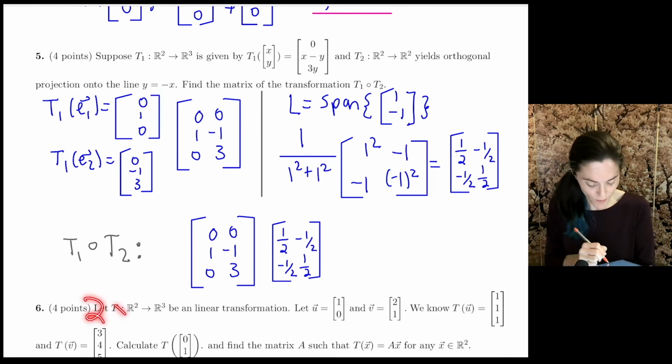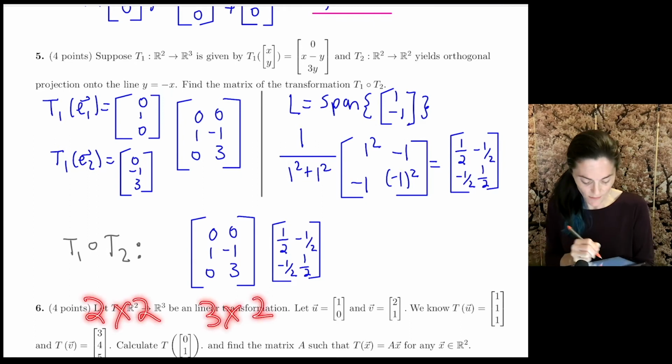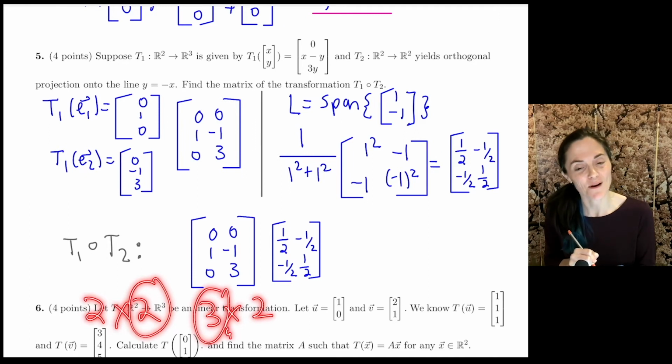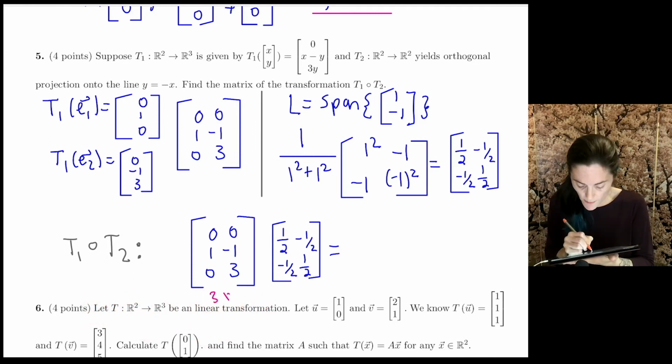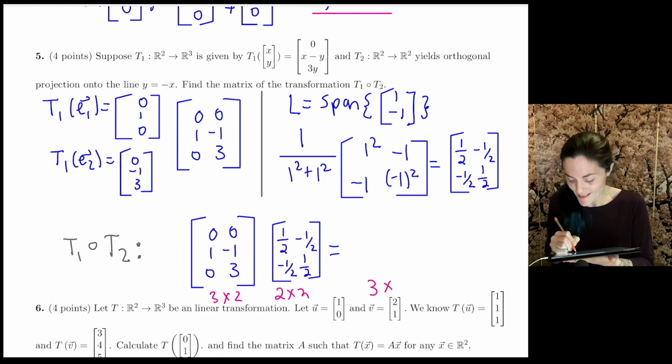If you try to do it in the other order, it wouldn't work. You would have, say, a 2 by 2 and a 3 by 2, right? You cannot make that matrix product. This was 3 by 2. This was 2 by 2. My matrix will be 3 by 2.